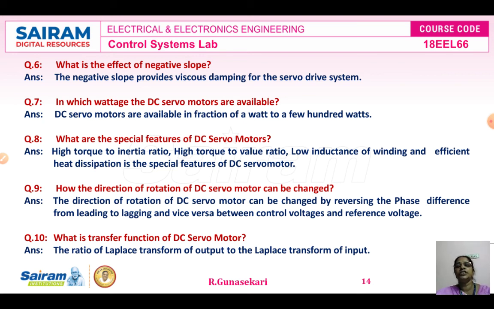Special features of DC servo motors: high torque to inertia ratio, high torque to volume ratio, low inductance of winding, efficient heat dissipation. These are some special features of the DC servo motor. How is the direction of rotation of the servo motor changed? By reversing the phase difference from leading to lagging, and vice versa, between the control voltage and the reference voltage. What is the transfer function of the DC servo motor? That is the ratio of output to input.